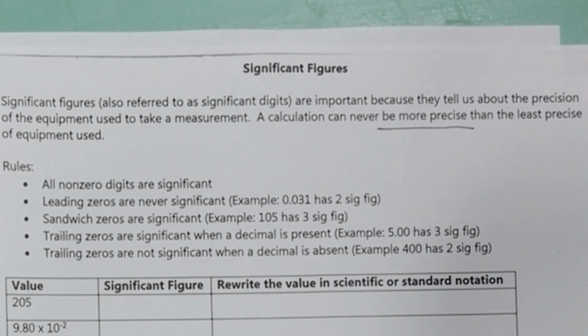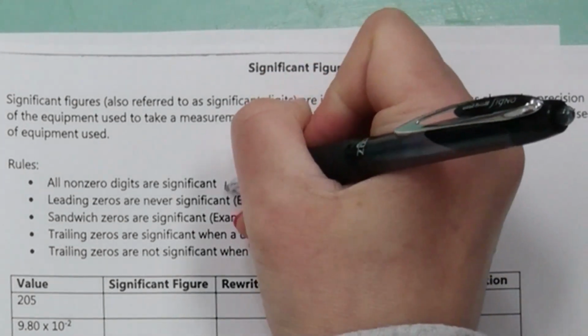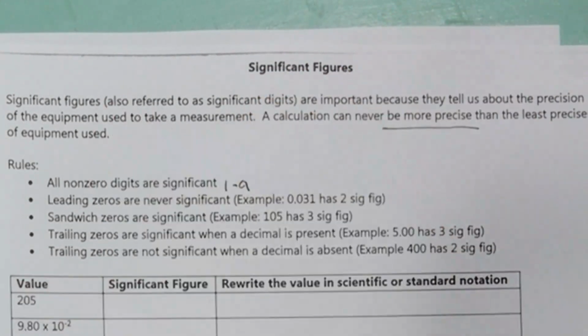So we have some rules, and let's take a look at what these rules are. All non-zero digits are significant. So any digits 1 through 9 are going to be significant.